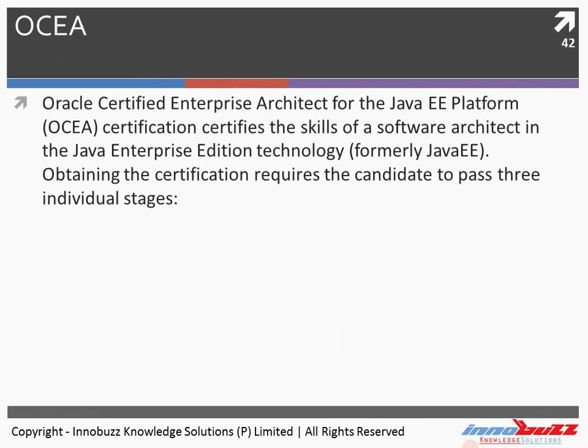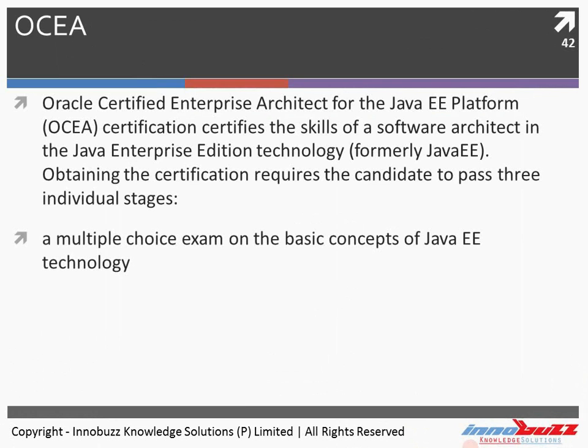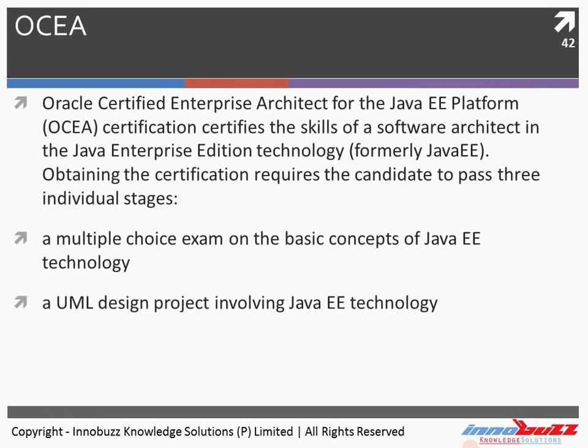Obtaining the certification requires the candidate to pass three individual stages, which includes a multiple choice exam on the basic concepts of Java Enterprise Edition technology, UML design project involving Java Enterprise Edition technology, and an essay exam regarding the design project.